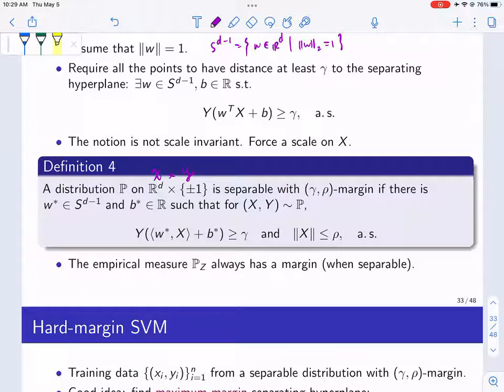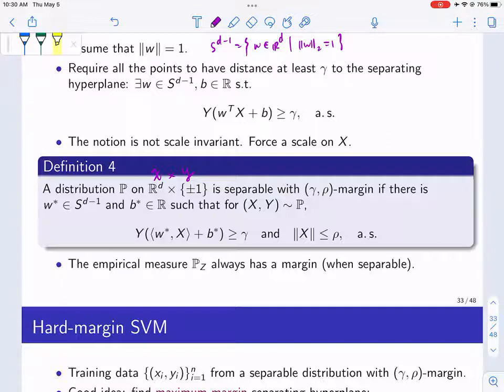But you can extend this to the empirical version. So when you draw a sample of size n, you can just replace it with the empirical distribution here. That will give you the definition of the margin. And if you have an empirical distribution and things are separable, you always have a margin. Right? So there is some sort of positive margin.